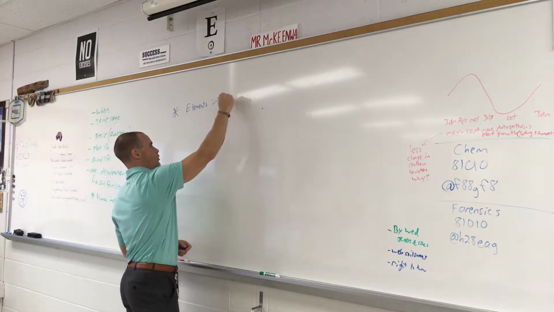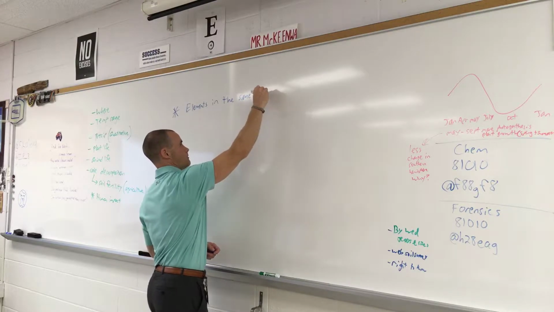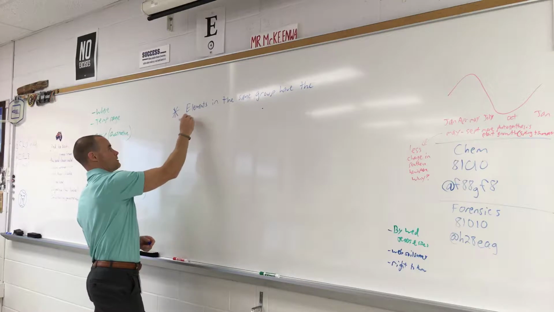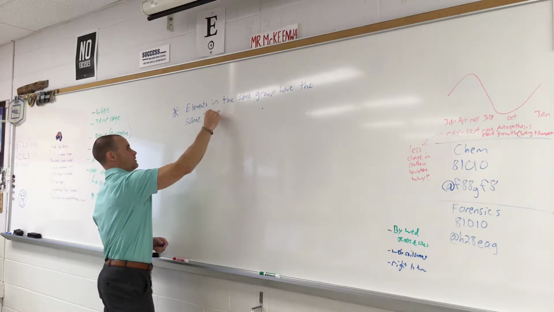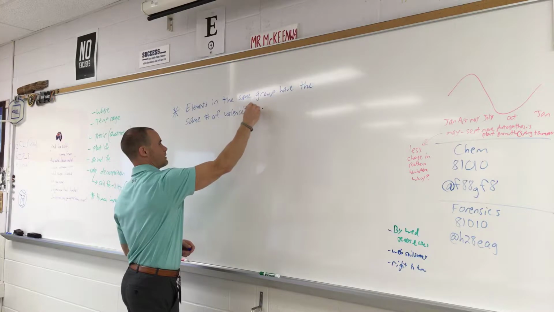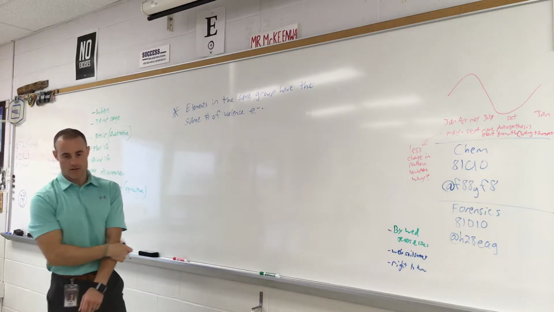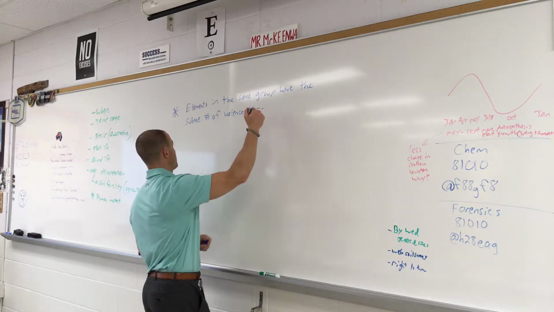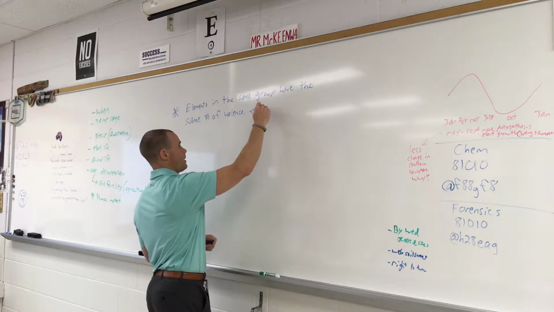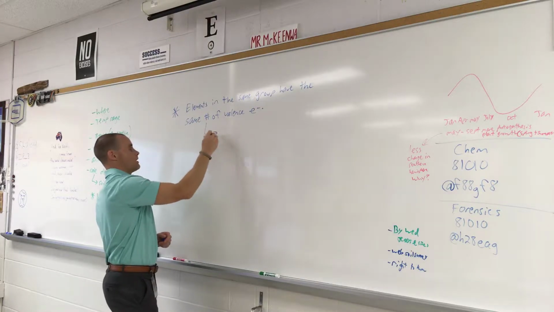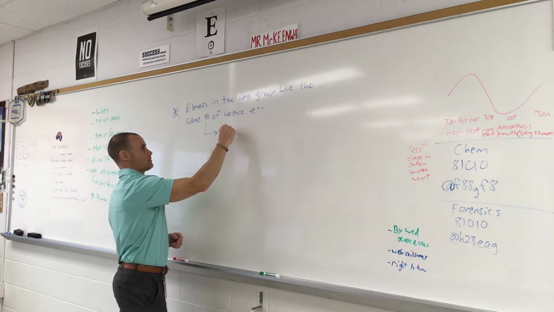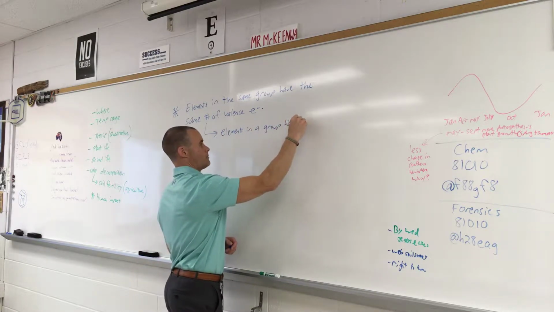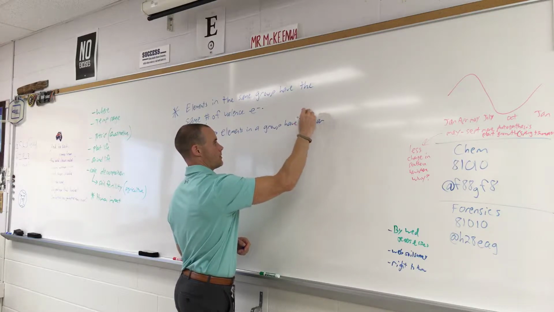Elements in the same group have the same number of valence electrons. Same number of valence electrons. And when I write e minus, that means electrons, because electrons are negative, and that's the symbol for it. Same number of valence electrons. And what does that mean? That means elements in a group have similar properties.